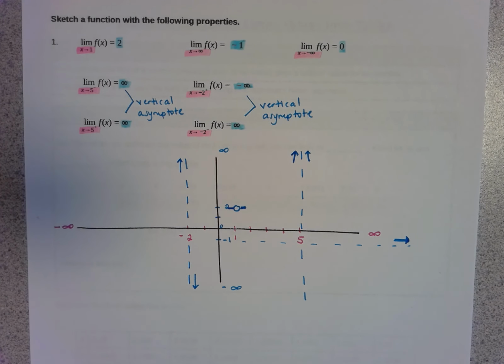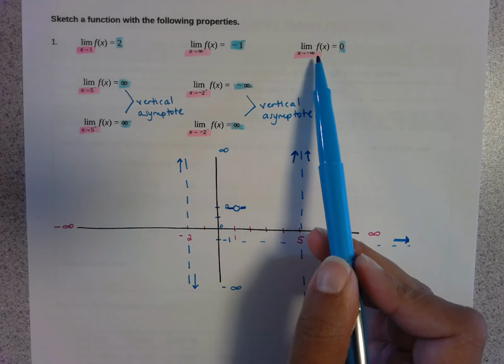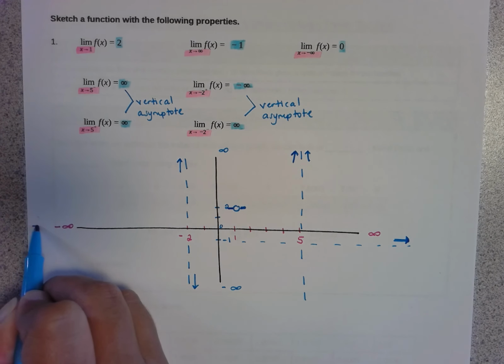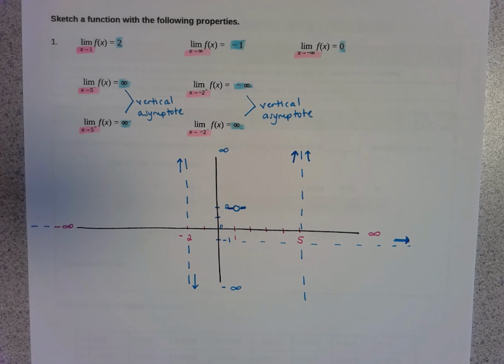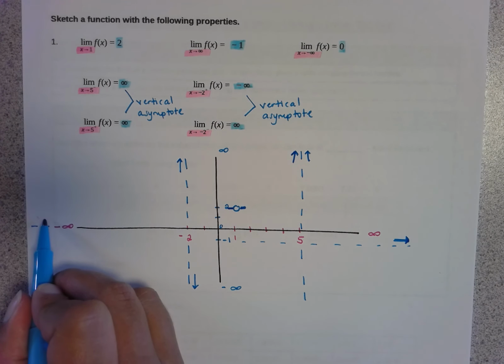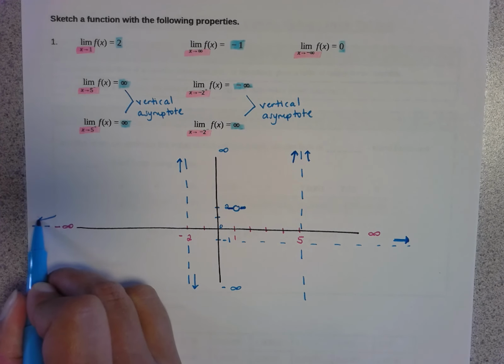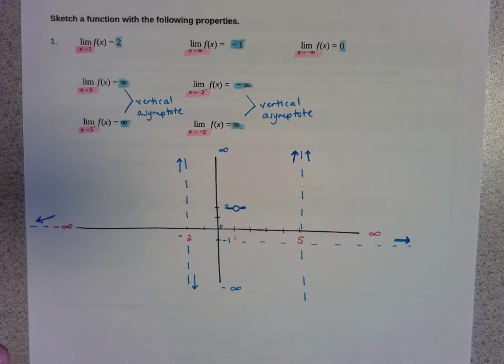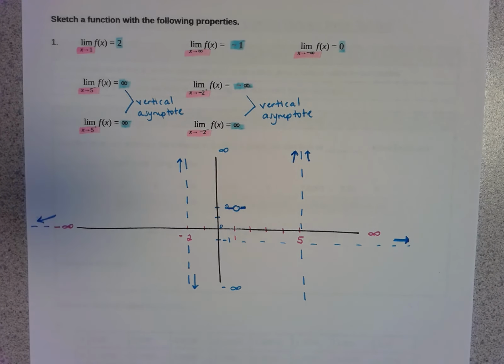Last but not least, I'm looking at x going to negative infinity approaching 0. So as I go to the left, my y value should be getting closer to 0, which tells me there's another horizontal asymptote. I'm just going to draw a little arrow, and it doesn't matter whether it's above or below that line. Now my last step here is just going to be to connect all of these arrows.